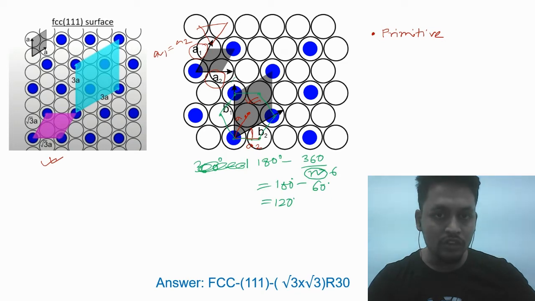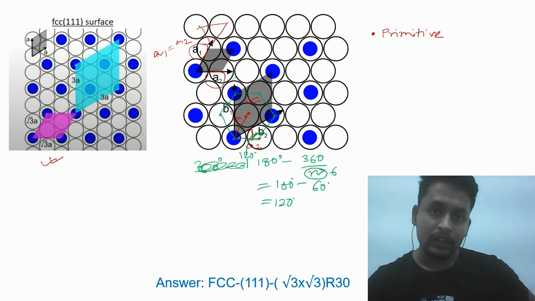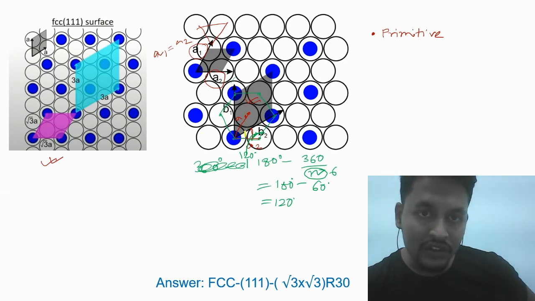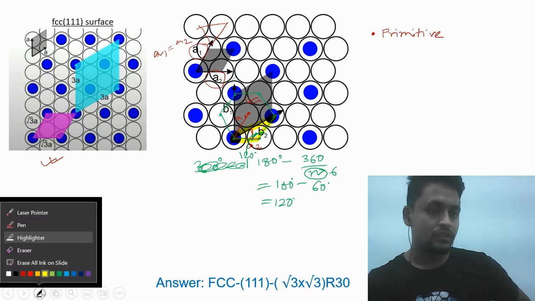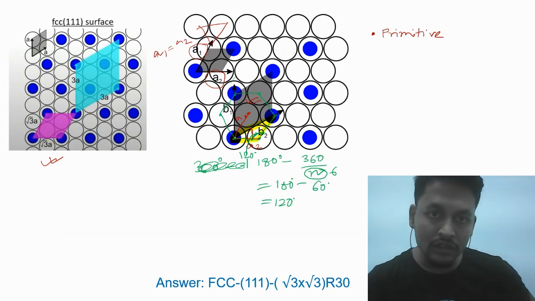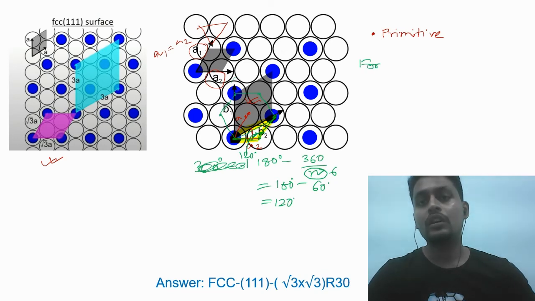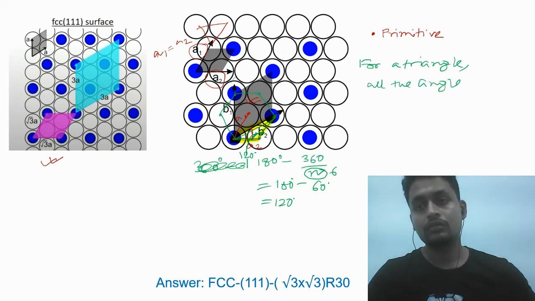So the internal angle of this polygon is nothing but 120 degrees, right? This angle I'm talking about. Now, if you can see this, I'm highlighting this, and this is making a triangle, right? Again, I'm drawing. This is making a triangle, and we know for a triangle all the angles, that is 3, make 180 degrees.